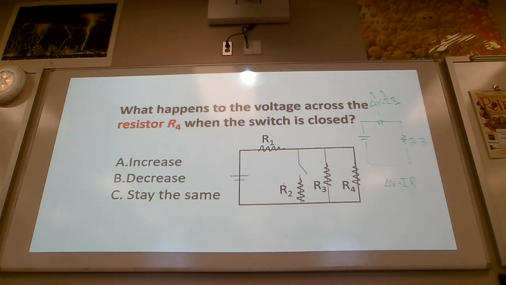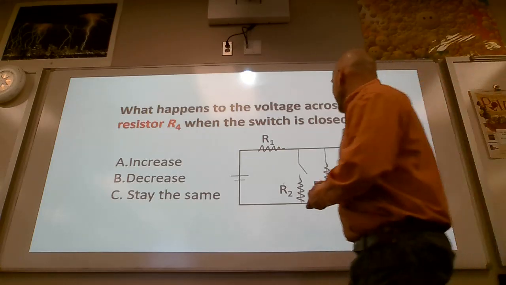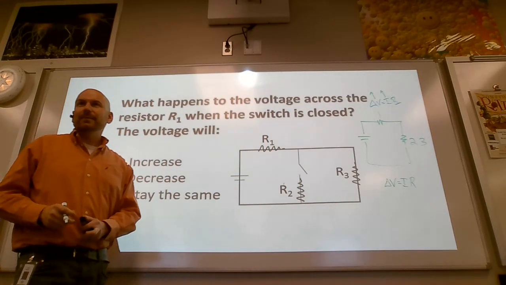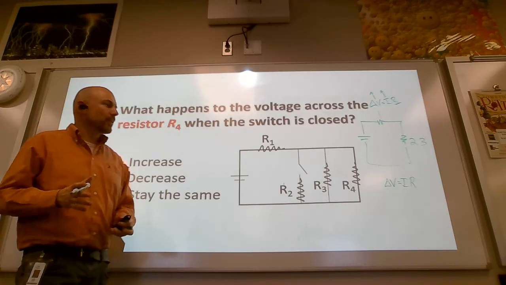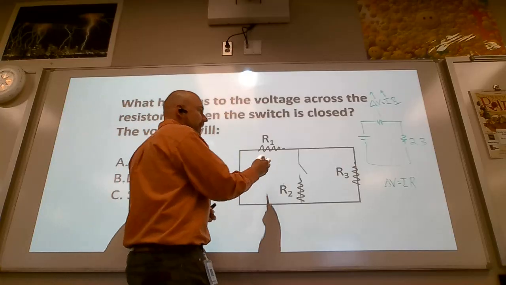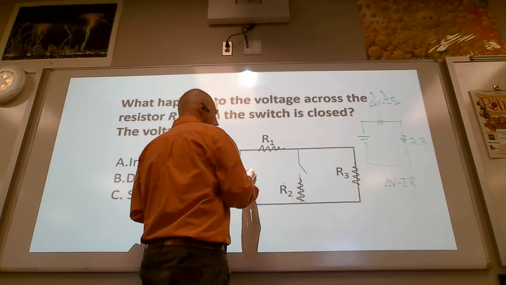Okay, correct answer is it's going to decrease because, okay, this is the exact same scenario as this. I just added a resistor. It's still parallel. The concept is still the same. The voltage across this guy, okay, here's the loop.